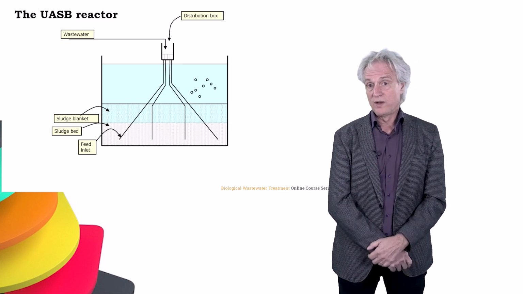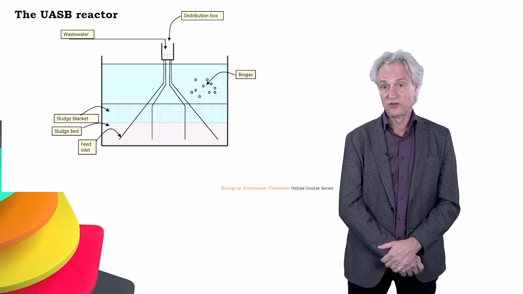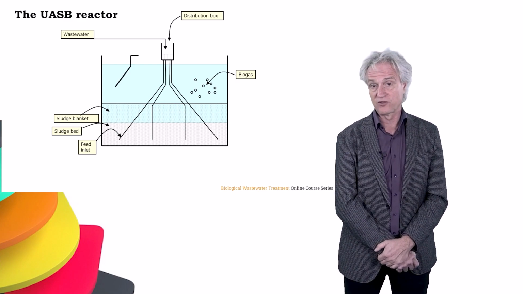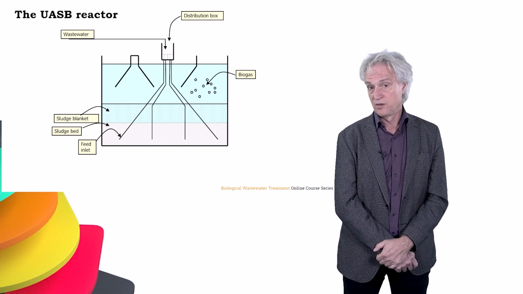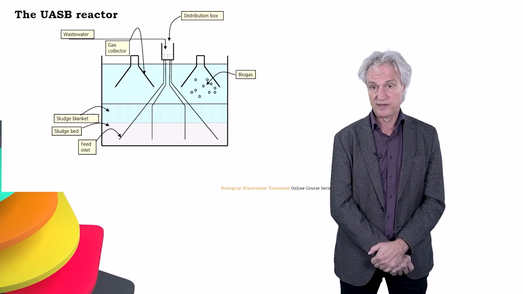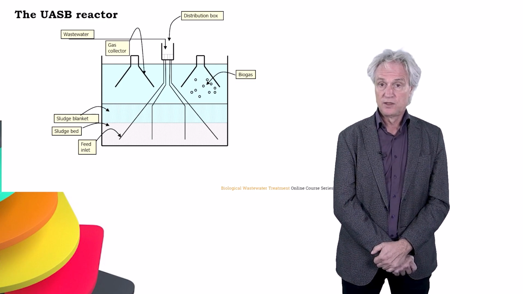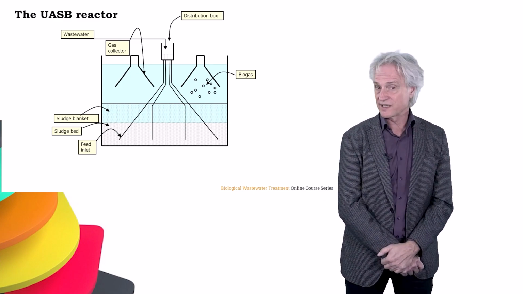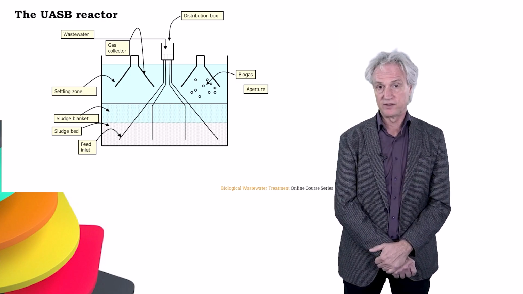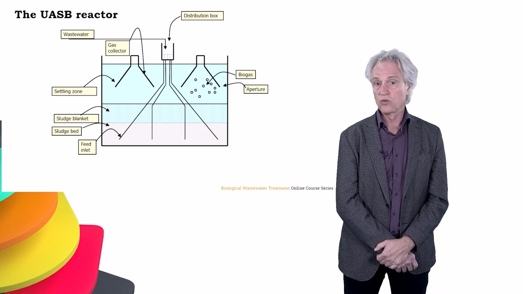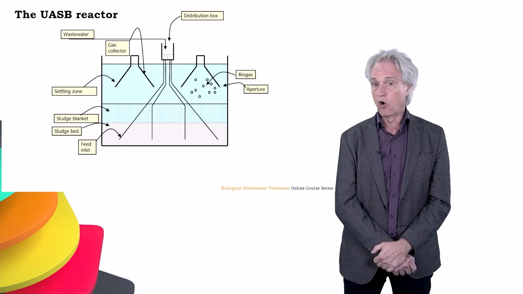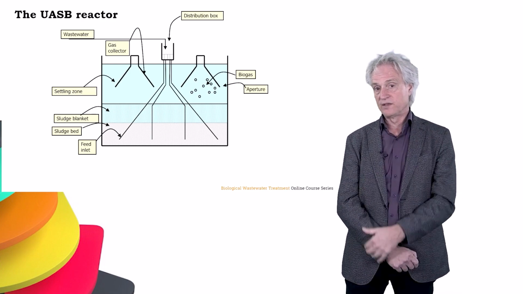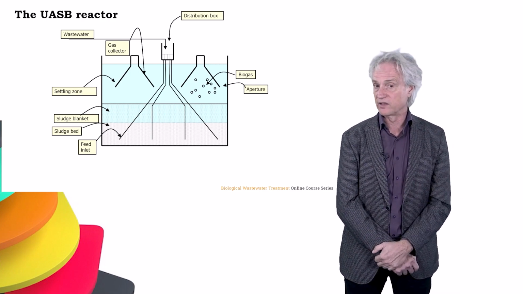So when the temperature is 20-25 degrees Celsius and you start feeding with sewage, after a while the biogas will be produced by the sludge bed, and it will be collected by these gas collectors at the top part of the reactor. Now, the construction of these gas collectors creates a secondary clarifier at the top part of the reactors. This is called the settling zone. And the opening between the gas collectors is called the aperture, the area of the reactor where the velocity of the liquid is highest.